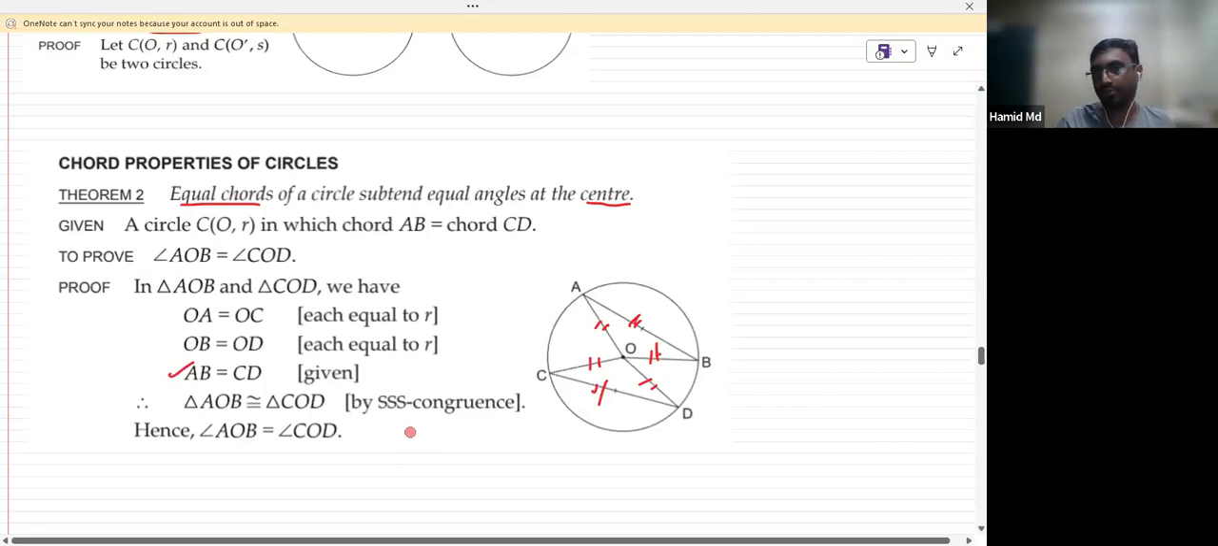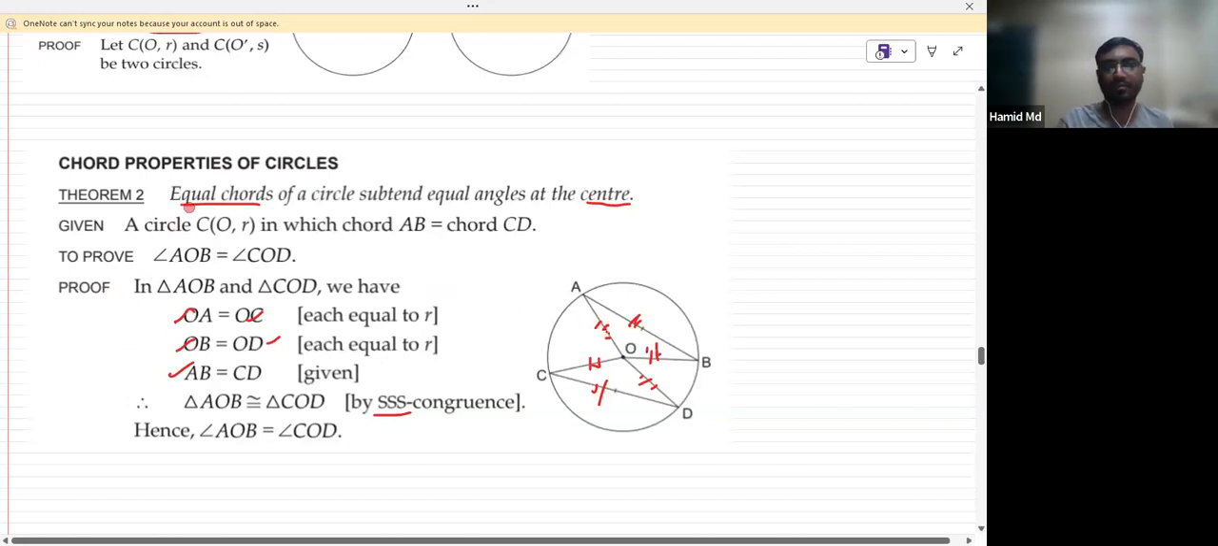All sides of these two triangles are equal. So this is side congruence. Both pairs of radii are equal: OA and OC are equal. Similarly, OB and OD are equal. So there are four pairs, meaning two sides of the triangle.